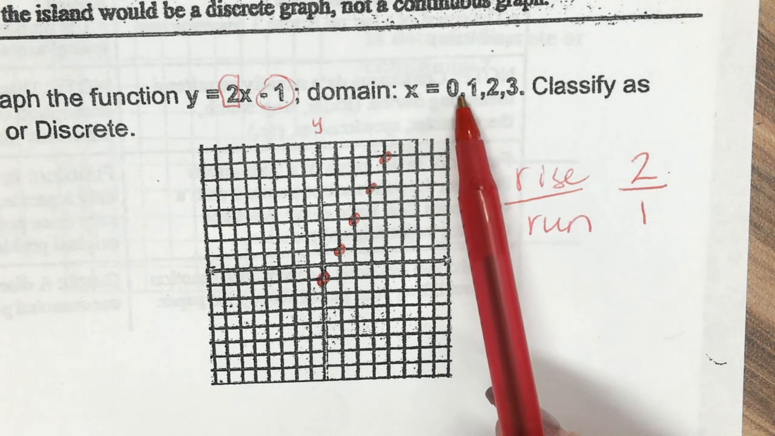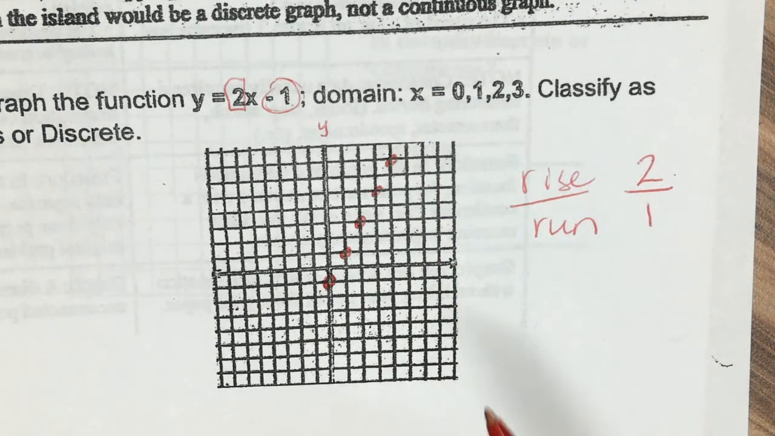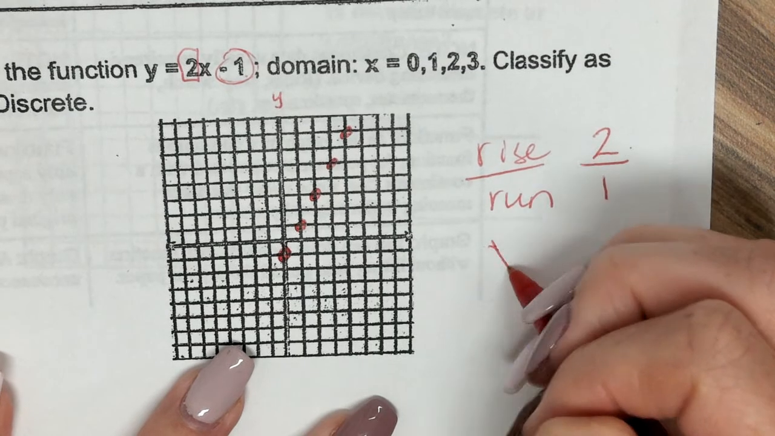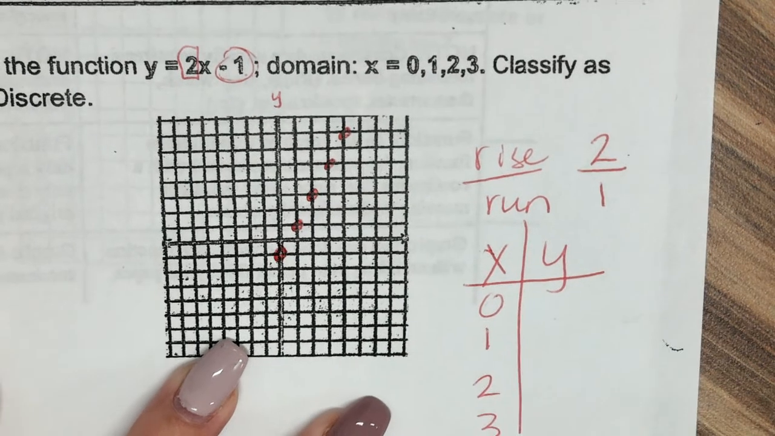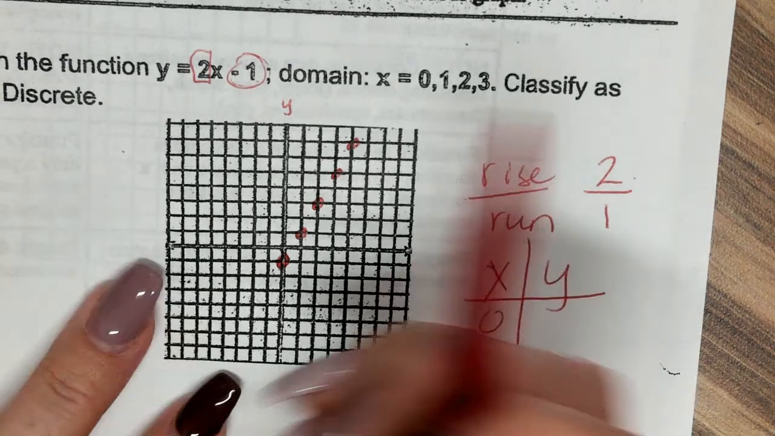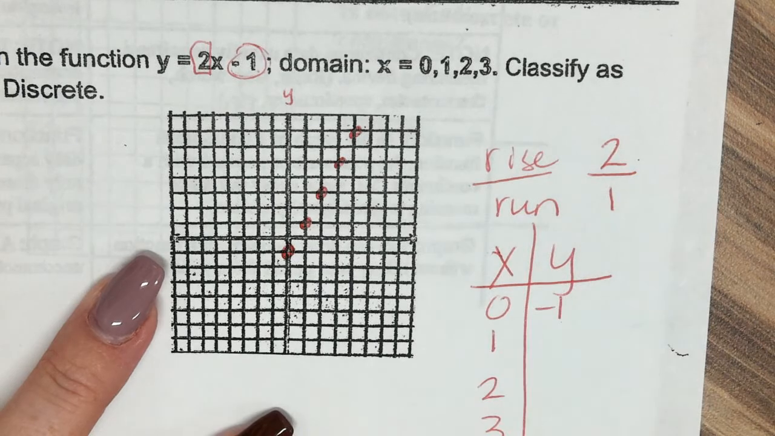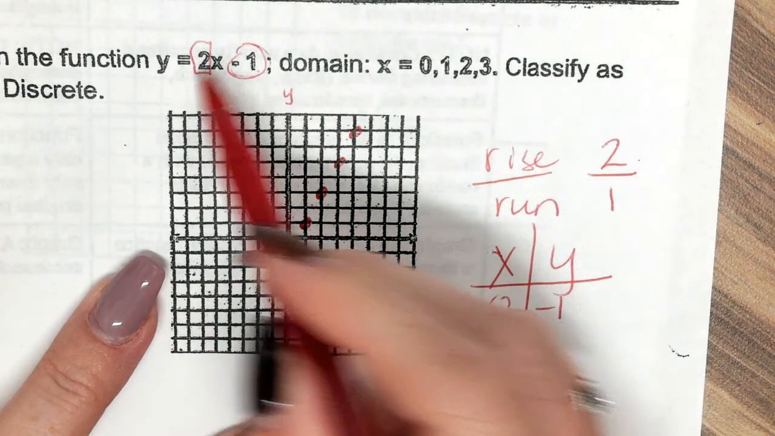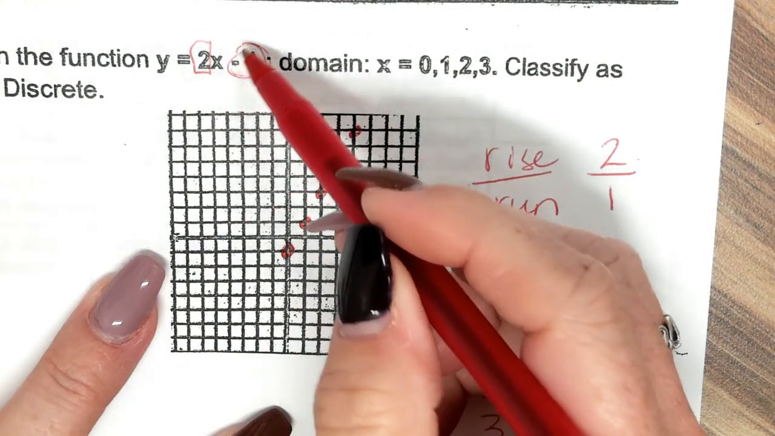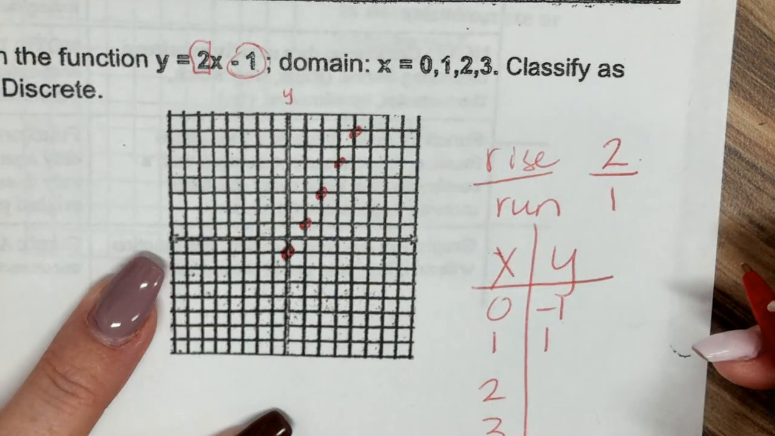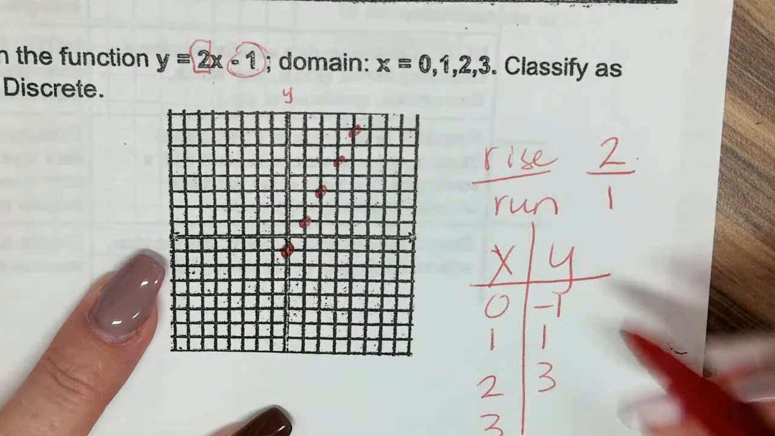Now, what did it tell me? It specifically told me that x can only be those values, yes? So I should have made a table. X can be 0, 1, 2, and 3. So I could just plug in. When x is 0, what's y? -1. When x is 1, what's y? When x is 2, 2 times 2 is 4, 4 minus 1 is 3. And when x is 3.